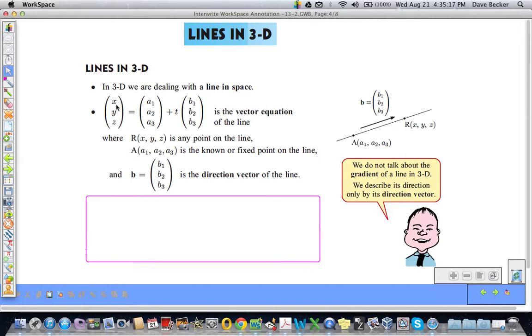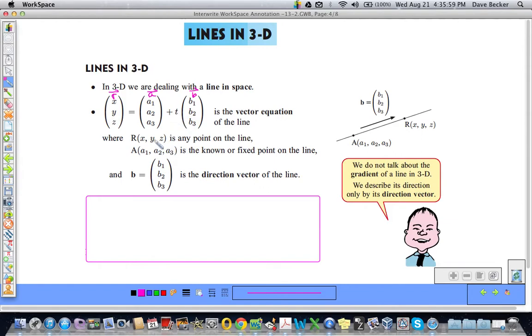Remember, in 2 space, we just had x, y, a1, a2, t, and b1, b2. This is still of the form r equals a plus t, b. What's r? R represents any point on the line, and any point on the line is going to have an x coordinate, y coordinate, and z coordinate. A represents a fixed point on the line, a point that we know is on the line for sure. And B is the directional vector that tells us the direction of the line, and t is a parameter.